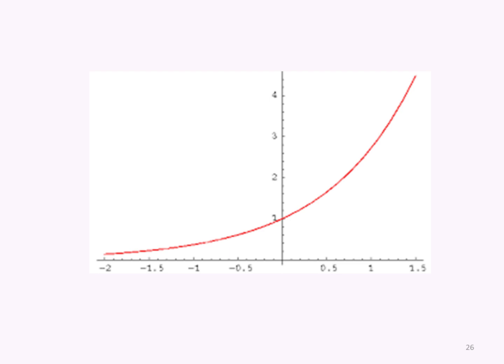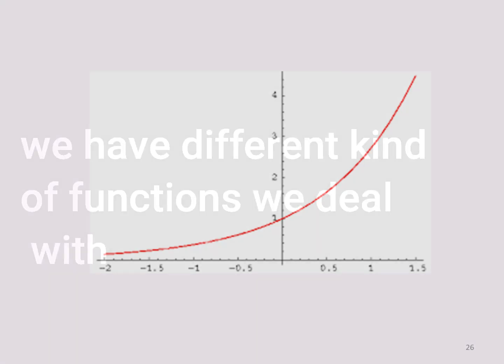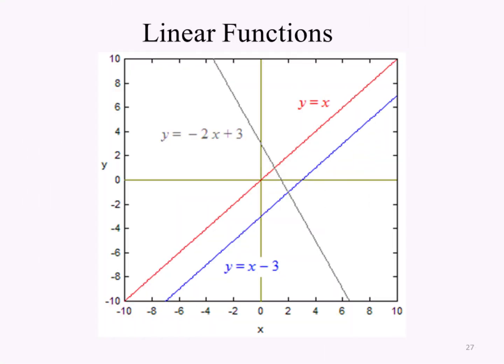Every function when plotted, for example, a function containing the two variables x and y, will always give a different kind of curve. So that is the exclusive curve for that function. We deal with different kinds of functions. For example, linear functions, where the relationship is like y is equal to x, or y is equal to x plus 3, x minus 3, or something like that.